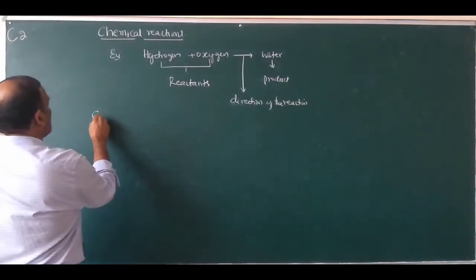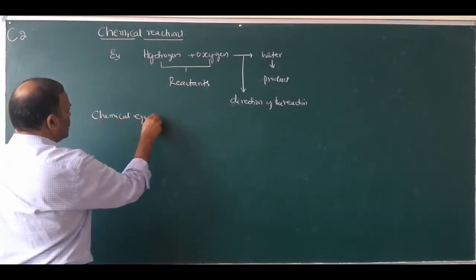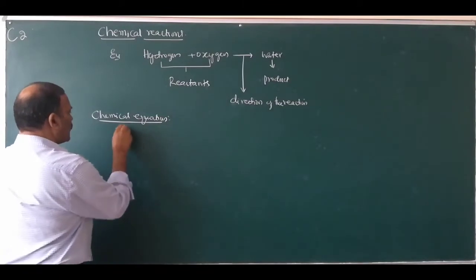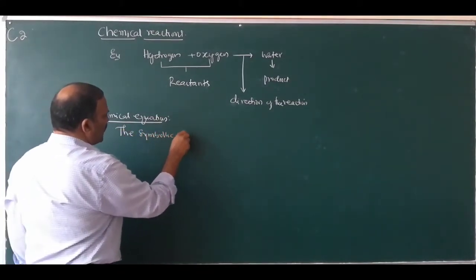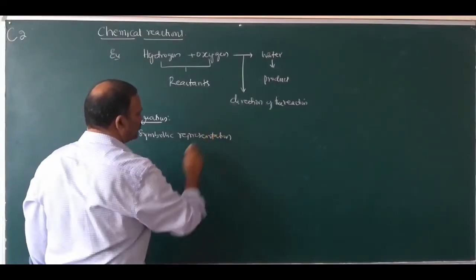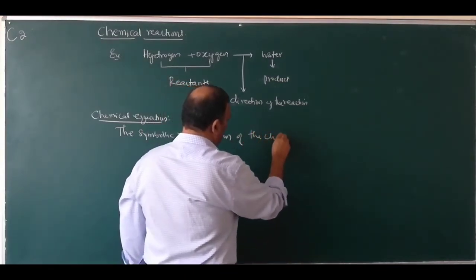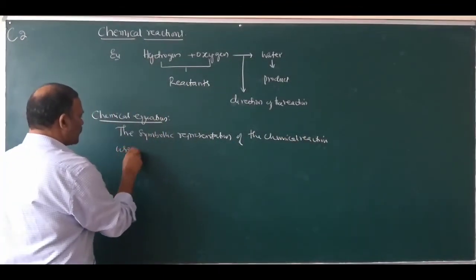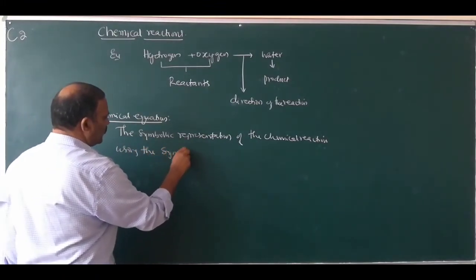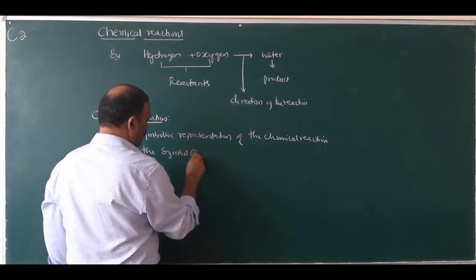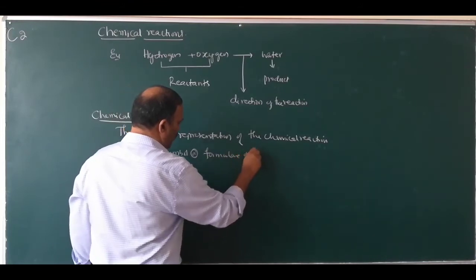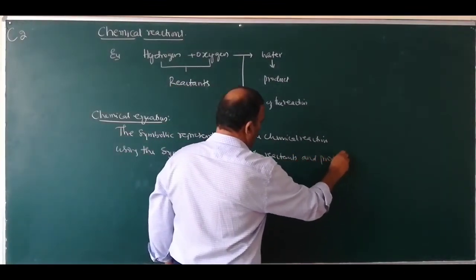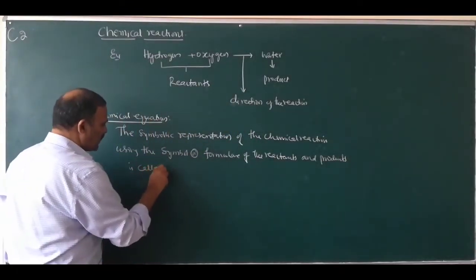So then what is a chemical equation? The symbolic representation of the chemical reaction using the symbols or formulae of the reactants and products is called a chemical equation.